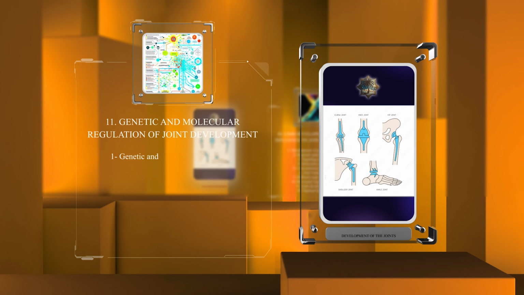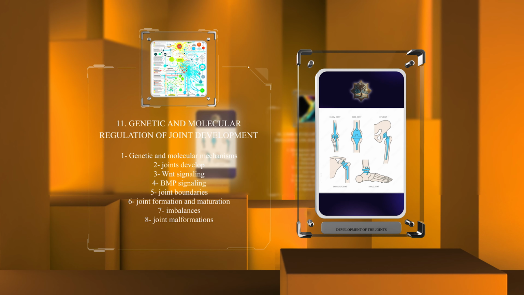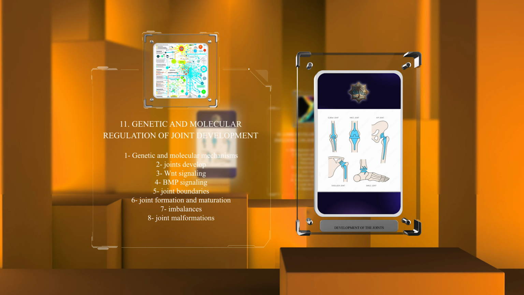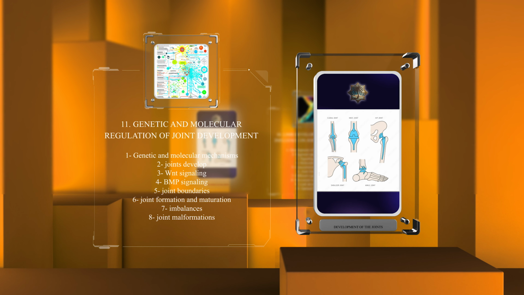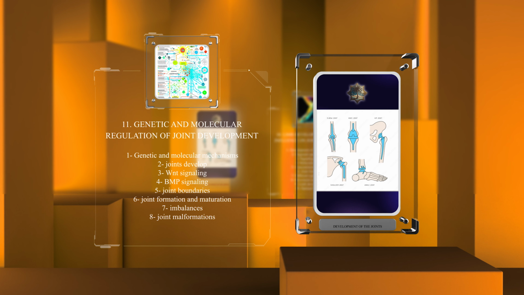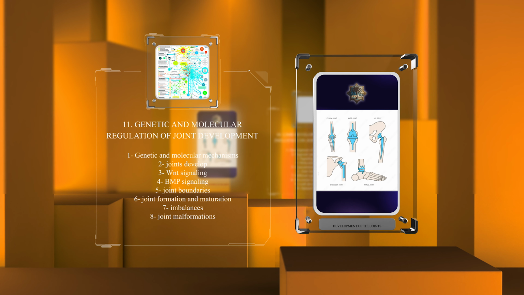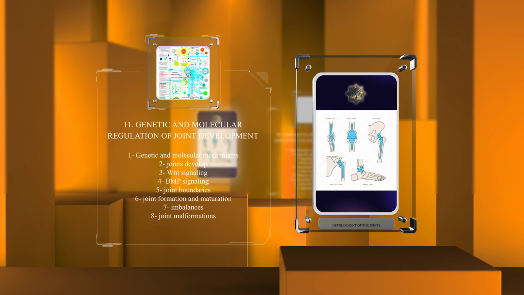Genetic and molecular mechanisms determine how joints develop. WNT and BMP signaling pathways are important in this process. WNT signaling establishes joint boundaries, while BMP signaling helps with joint formation and maturation. Imbalances in these pathways can lead to joint malformations.